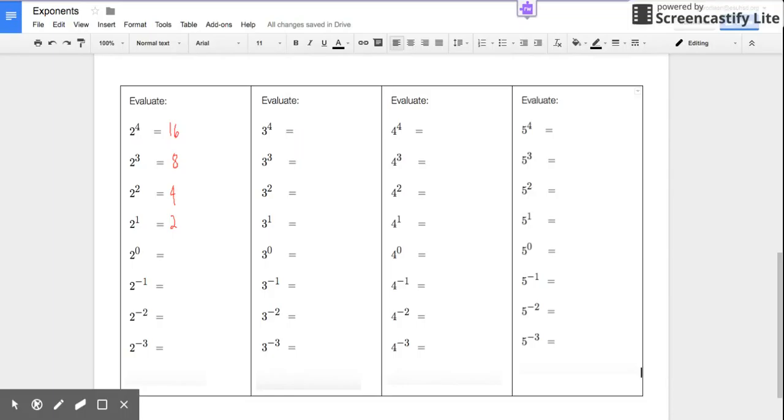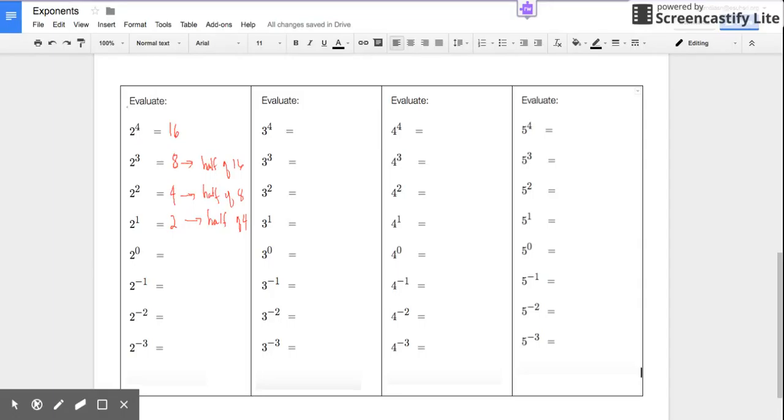So how is 8 related to 16? I noticed that 8 is half of 16. And then if I go down to the next one, I have here 4. 2 to the 2nd is 4. And I noticed that 4 is half of 8. And the next one is 2. And 2 is half of 4. So I noticed that there's a pattern because it's always half of the previous number.